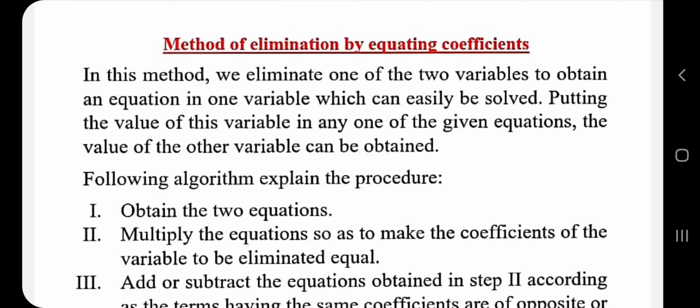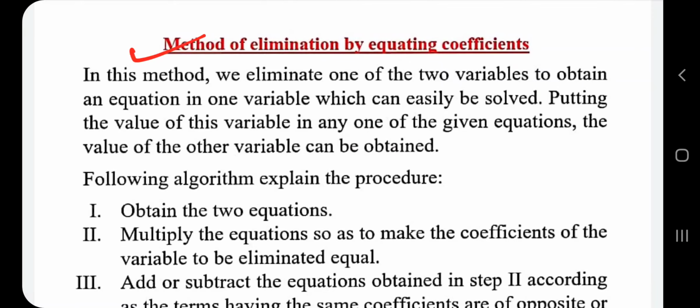So in this method we eliminate one of the two variables. We know that there are two variables in a linear equation. So here we will try to eliminate one of the two variables to obtain an equation in one variable which can easily be solved. The name of the method itself specifies what to do. The name of the method is method of elimination by equating coefficients.